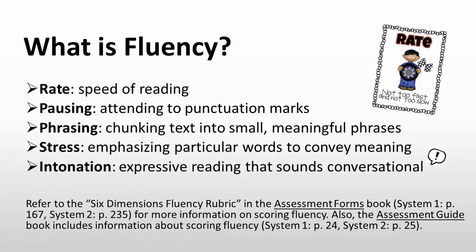What is fluency? Fluency is more than fast reading. According to Fountas and Pinnell, fluency is broken down into the following 5 categories: rate, or the speed of reading; pausing, which means attending to punctuation marks; phrasing, such as chunking text into small, meaningful phrases; stress, that's emphasizing particular words to convey meaning; and intonation, expressive reading that sounds conversational. These categories, as well as scoring fluency, are further explained in the 6 Dimensions Fluency rubric in the Assessment Forms book.